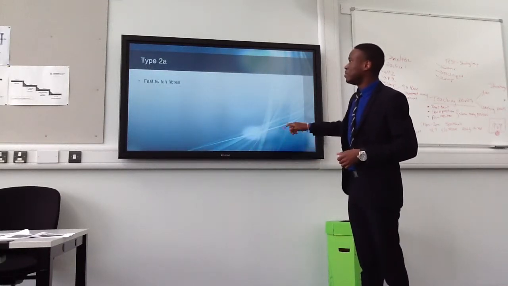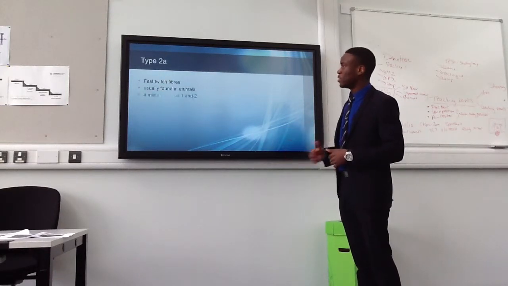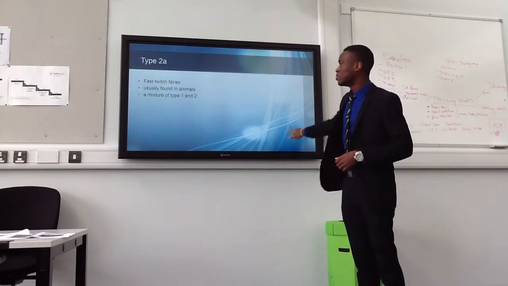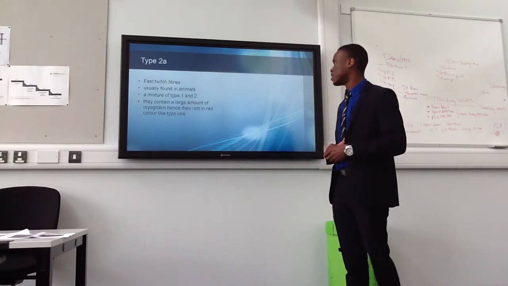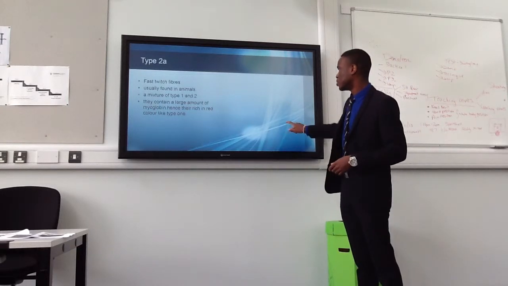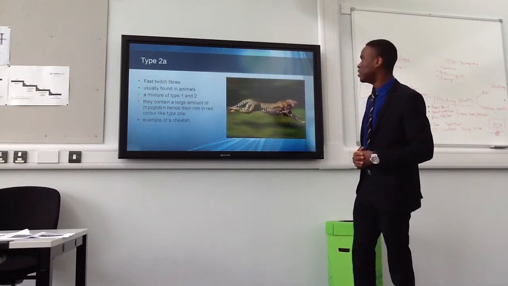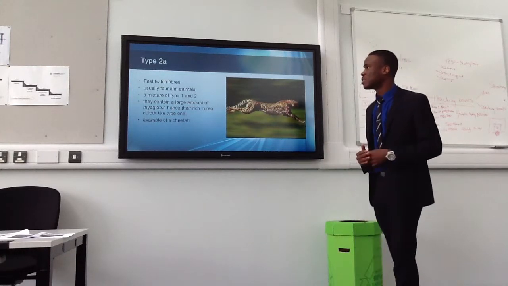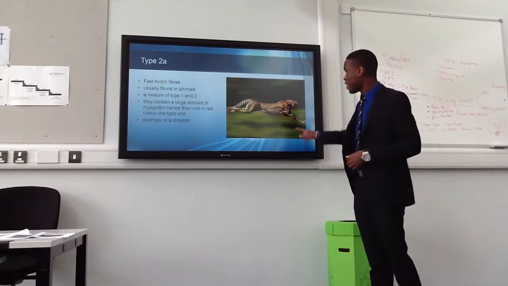Type 2A are fast twitch fibers. Usually found in animals, a mixture of type 1 and type 2. They contain a large amount of myoglobin, hence they're rich in red color, like type 1. An example is the cheetah. They may use these types of fast twitch fibers to help catch its prey.